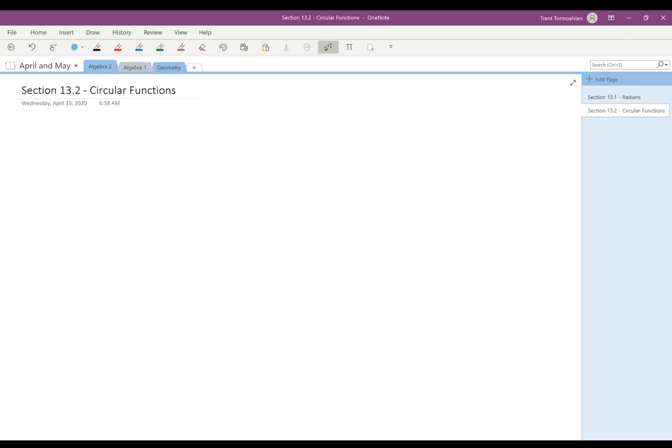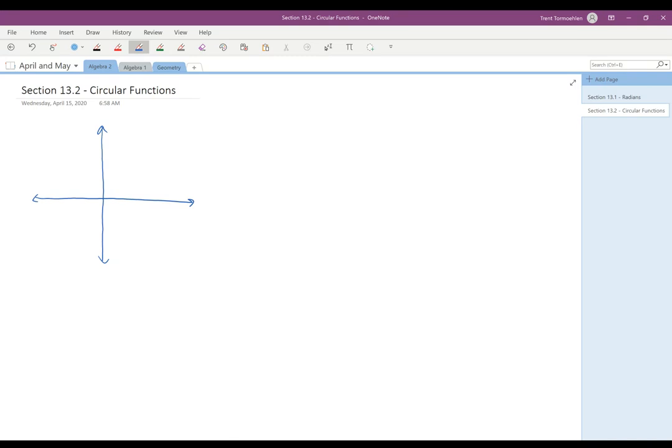Okay, so for section 13.2, we're looking at what we refer to as circular functions. What this really is about is thinking through the unit circle and how this applies to our sine, cosine, tangent, secant, cosecant, cotangent functions.